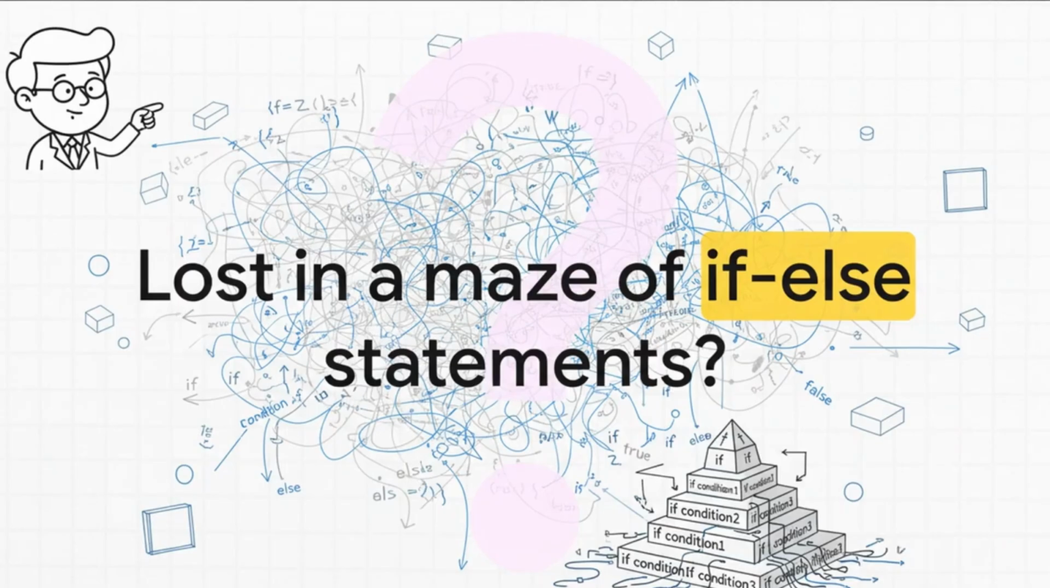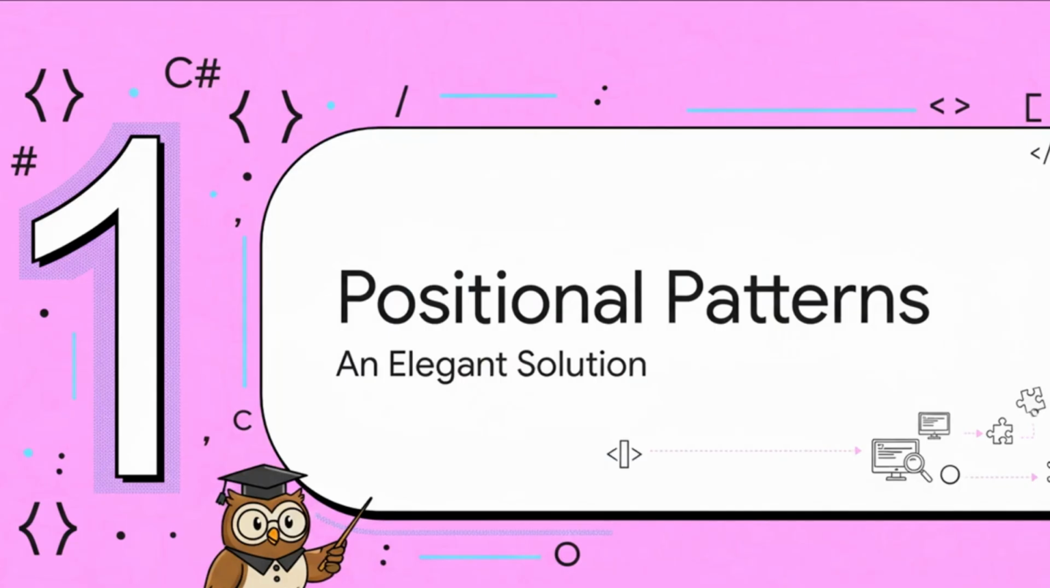Okay, let me ask you something. I'm betting this sounds familiar. Have you ever found yourself staring at a screen completely lost in a tangled mess? A pyramid, really, of nested if-else statements? You're just trying to check some data, and you think to yourself, there has to be a better way. Well, guess what? There is a much better way. C# gives us a really elegant solution to this exact problem. Let's talk about positional patterns.